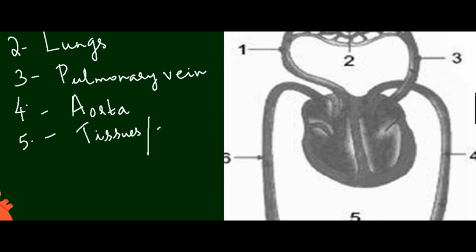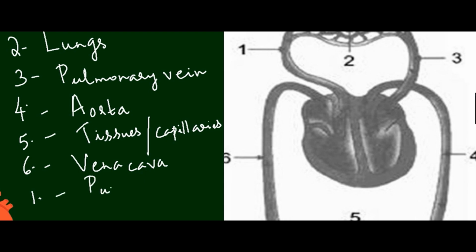Number 5 belongs to tissues, where the aorta breaks up into blood vessels and the blood vessels break up into capillaries. And part number 6 is the vena cava. Part number 1 is the pulmonary artery that carries deoxygenated blood from the right ventricle towards the lungs for oxygenation.